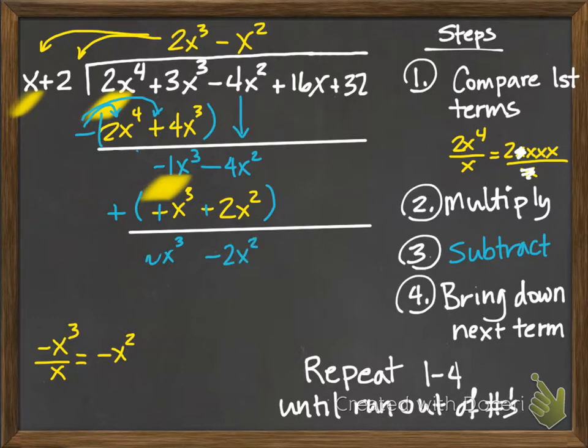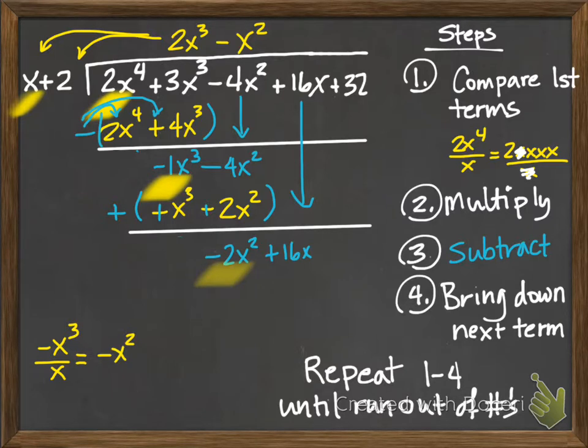Now I'm going to erase my 0x to the third because I don't need that, it's just a 0. And we're going to bring down our next term. Oops, I didn't want to erase that. I'm going to bring it down. Okay, so now we have plus 16x. Now we repeat steps 1 through 4, so we compare that.